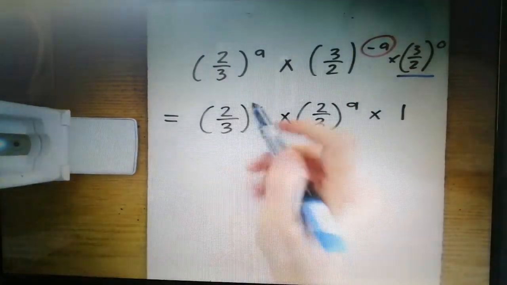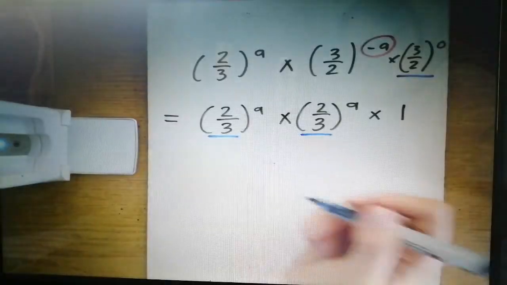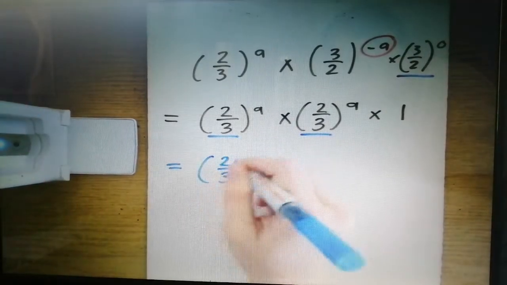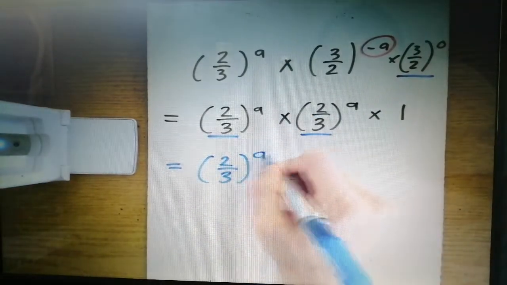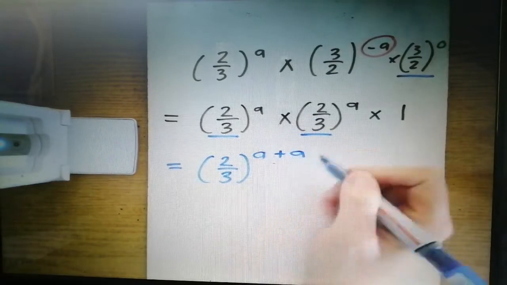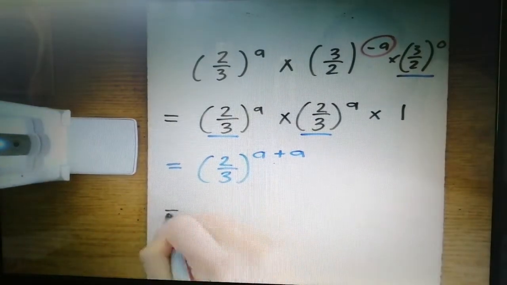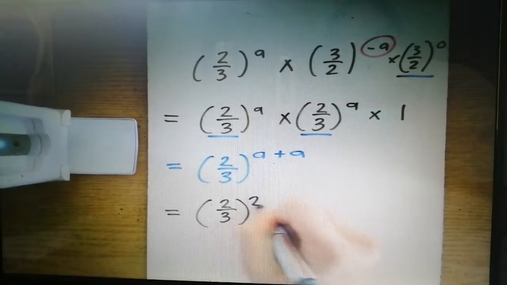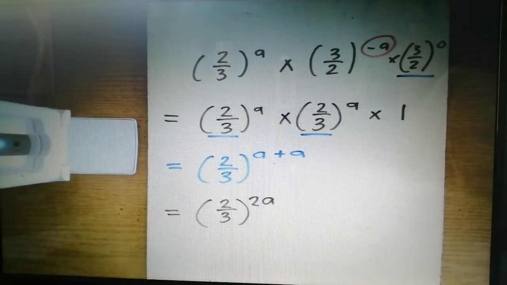What do I notice? I don't even have to bring this a in. This and this are the same. My bases are the same and I'm multiplying. So what do you do? You keep the base and you add the powers, a plus a. And remember, a plus a is not a squared. A plus a is 2a.